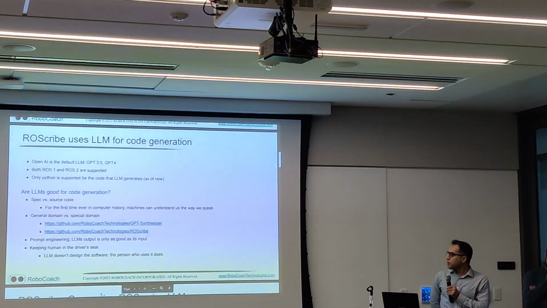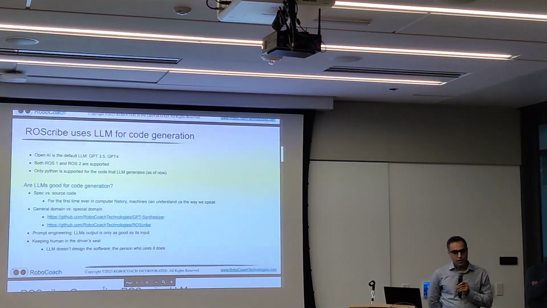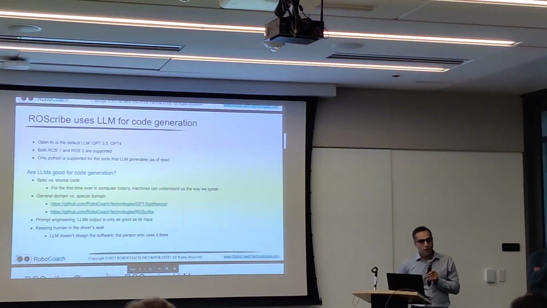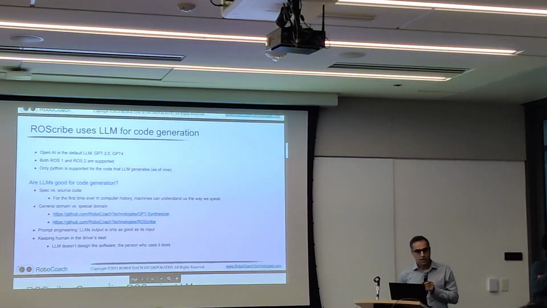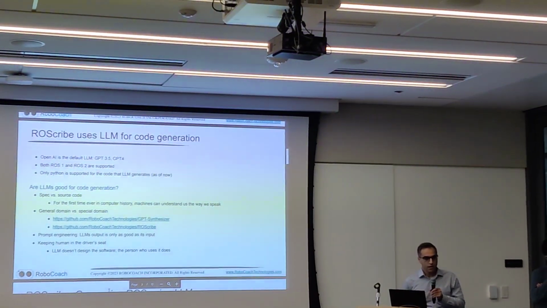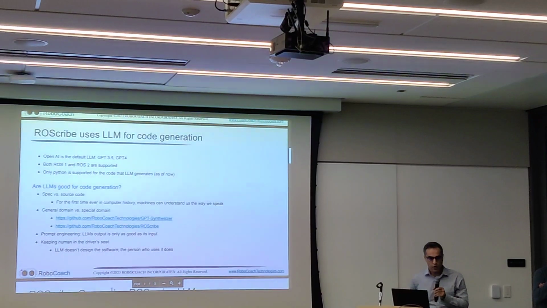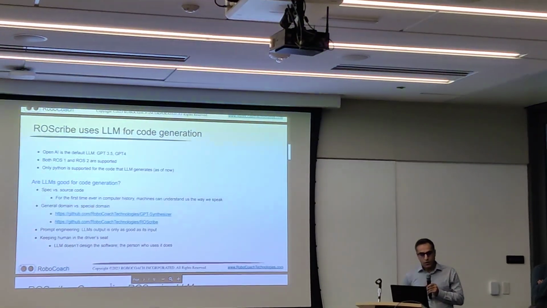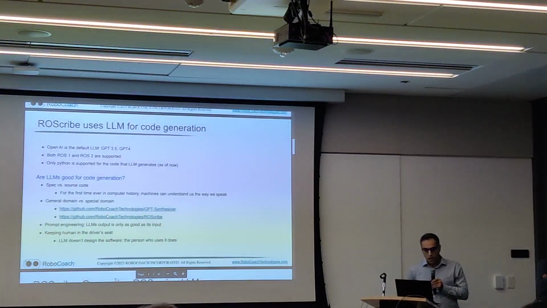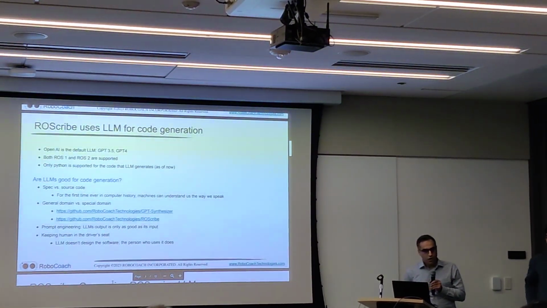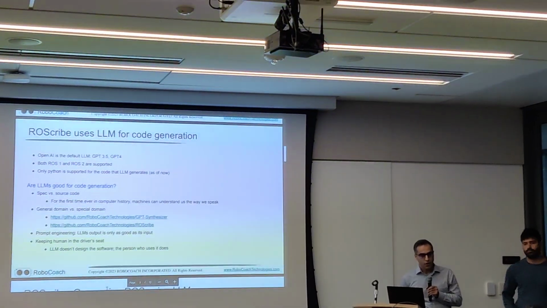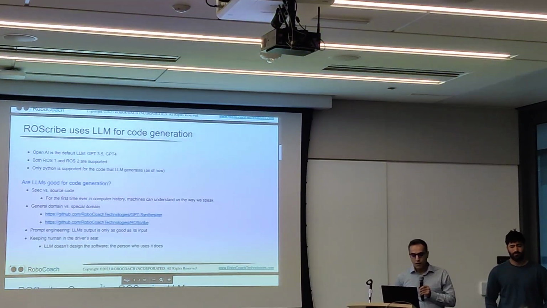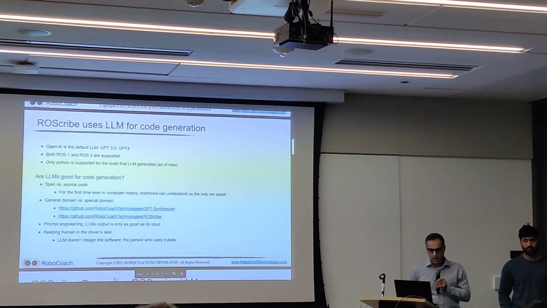ROScribe uses language models for software generation. We are using OpenAI's GPT 3.5 as the default, but you could change it, especially because we are open source. You can modify the code if you want to switch to any other language model. We support both ROS 1 and ROS 2. Currently, we only support Python. We don't support C++ for the code that the LLM generates. It's only in Python, but we're going to add support for C++ later.